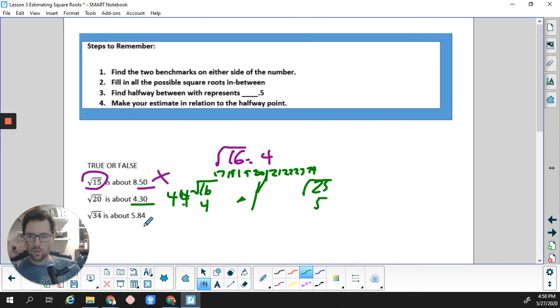Let's take a look at this one. The square root of 34 is about 5.84. So the next lowest perfect square would be 25, and moving up above that would be, that's right, 36. 36 would be on this side. The square root of 25 is, that's right, 5. And the square root of 36, yes, that's right, 6.